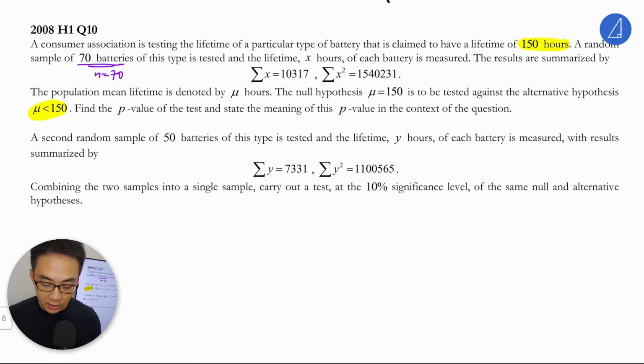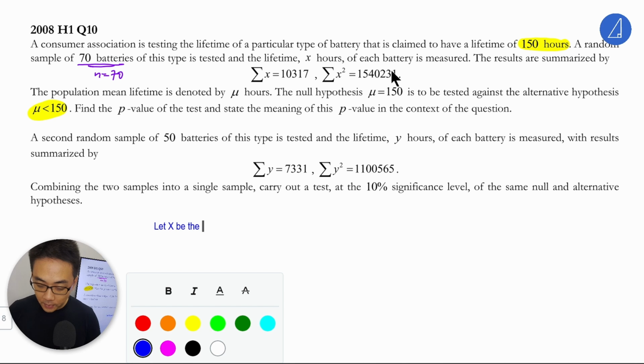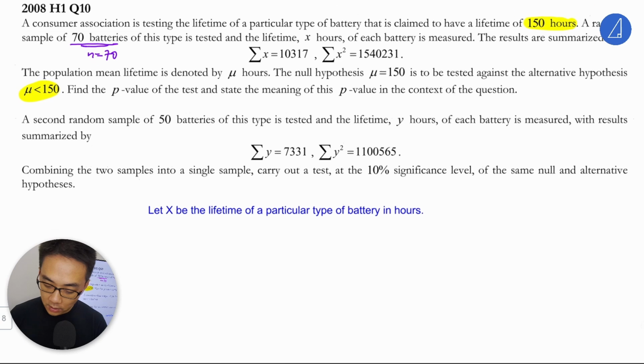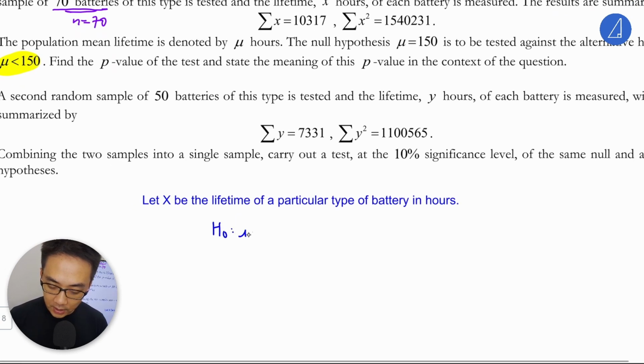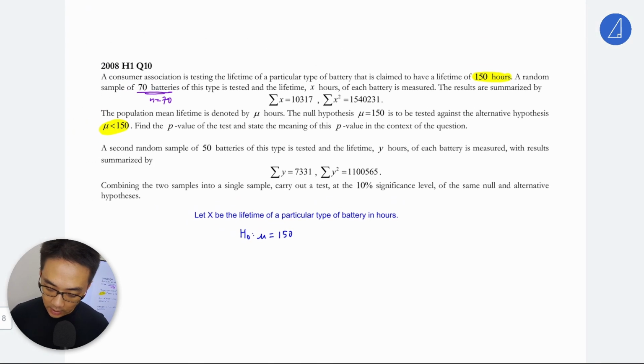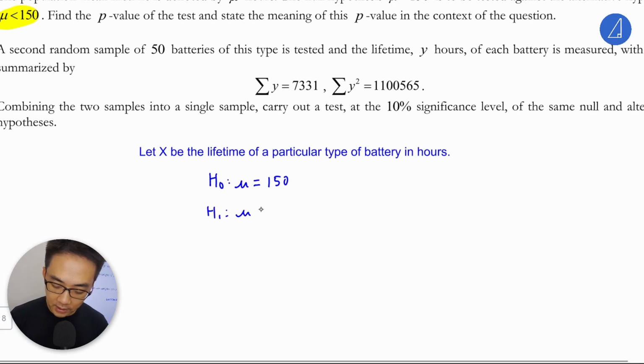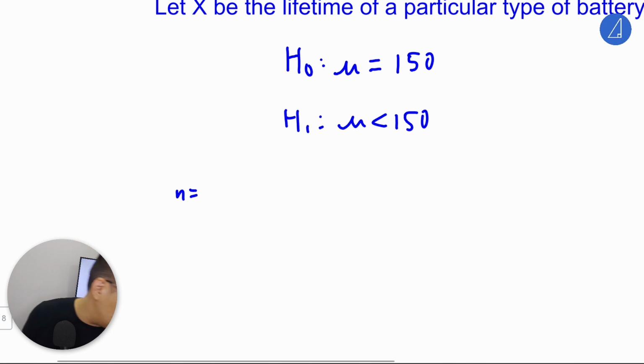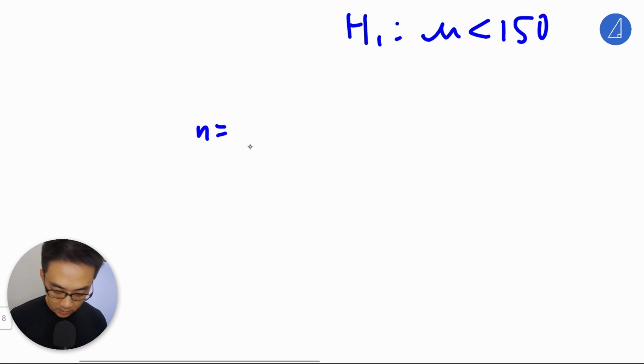So just do the normal ritual because they already define mu for us. We just need to define X. So let X be the lifetime of a battery, in hours. That's all you need to claim there. Then we write down what was claimed: the null hypothesis is mu equals 150 hours. Then the alternative hypothesis is mu less than 150. Then you have n equals 70.